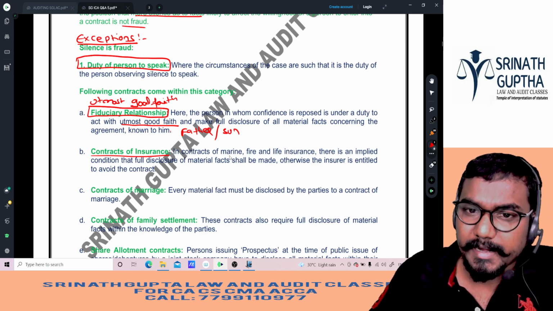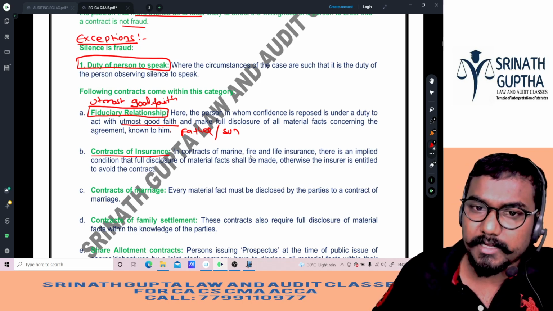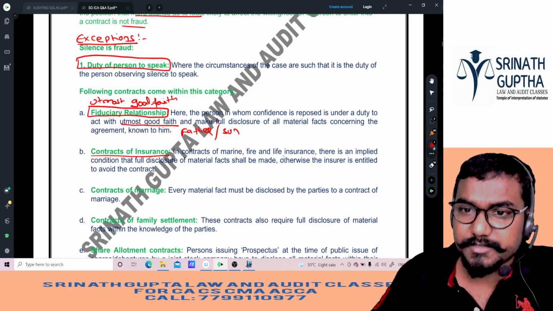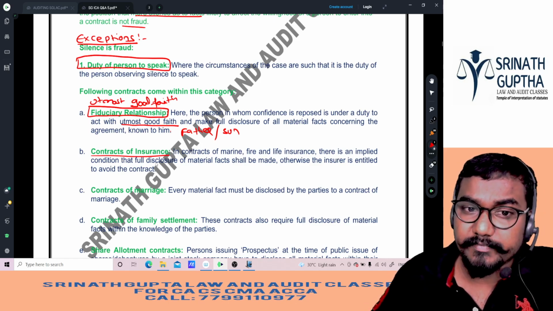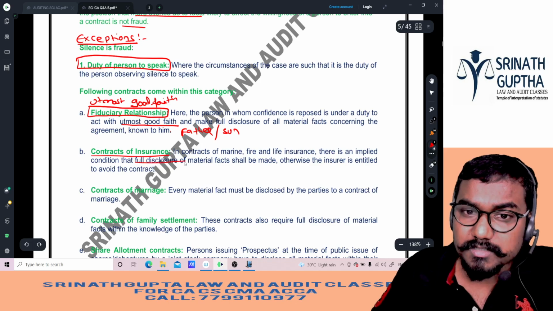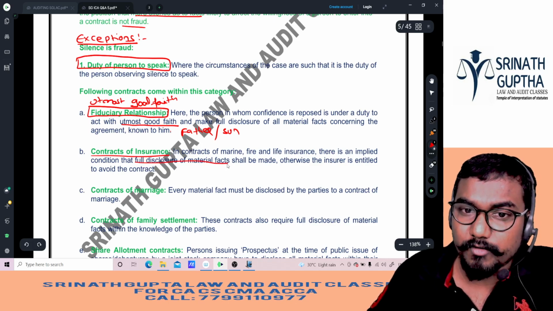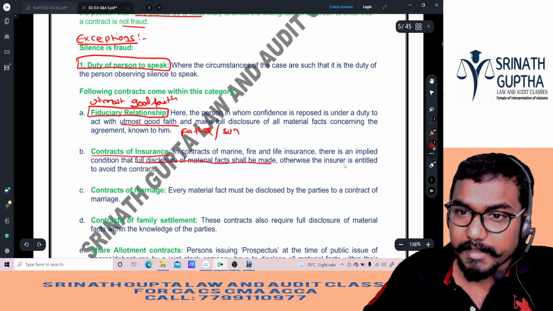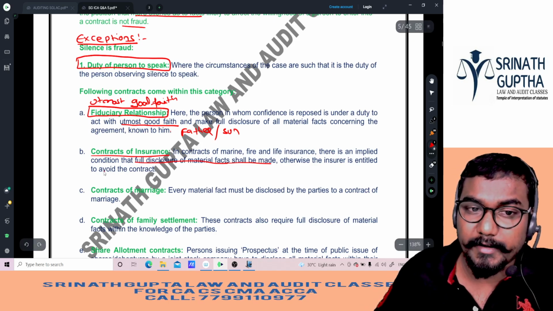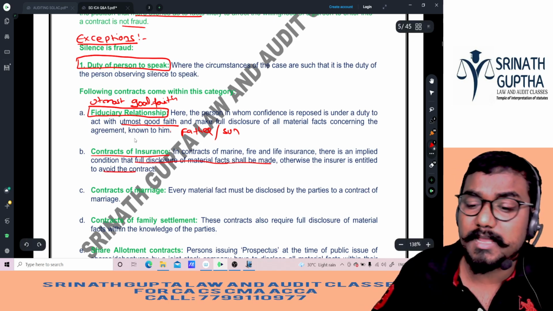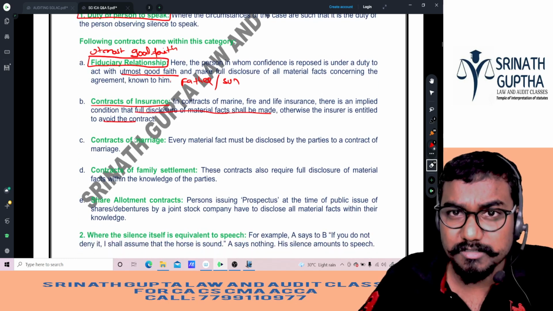In a contract of marine insurance, fire insurance, life insurance, there is an implied condition that full disclosure of material facts shall be made. Full disclosure should be made. Otherwise, the insurer is entitled to avoid the contract. But that amounts to fraud only, because with the insurance company you have to disclose everything, beta.